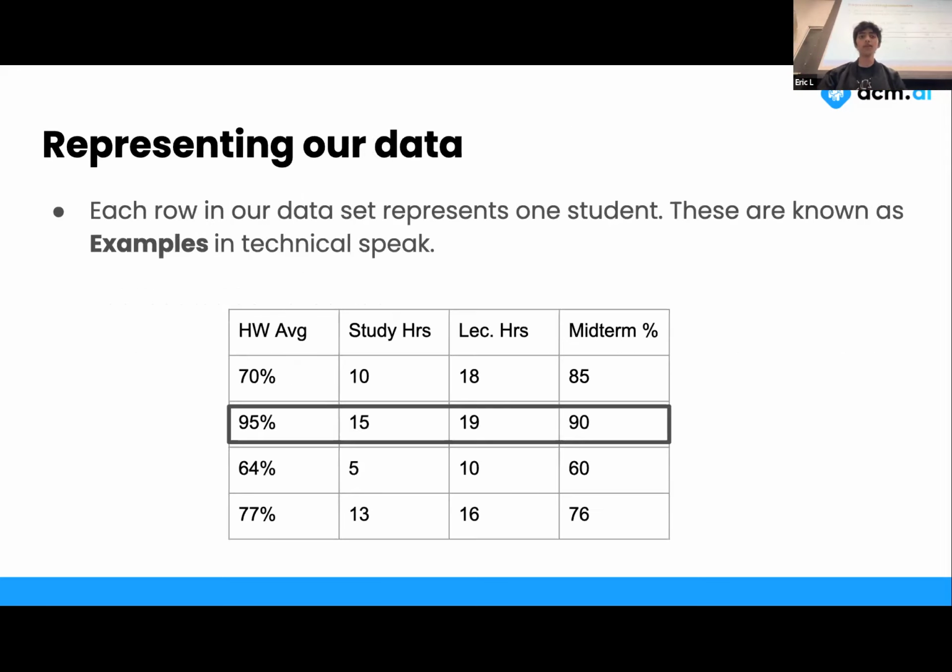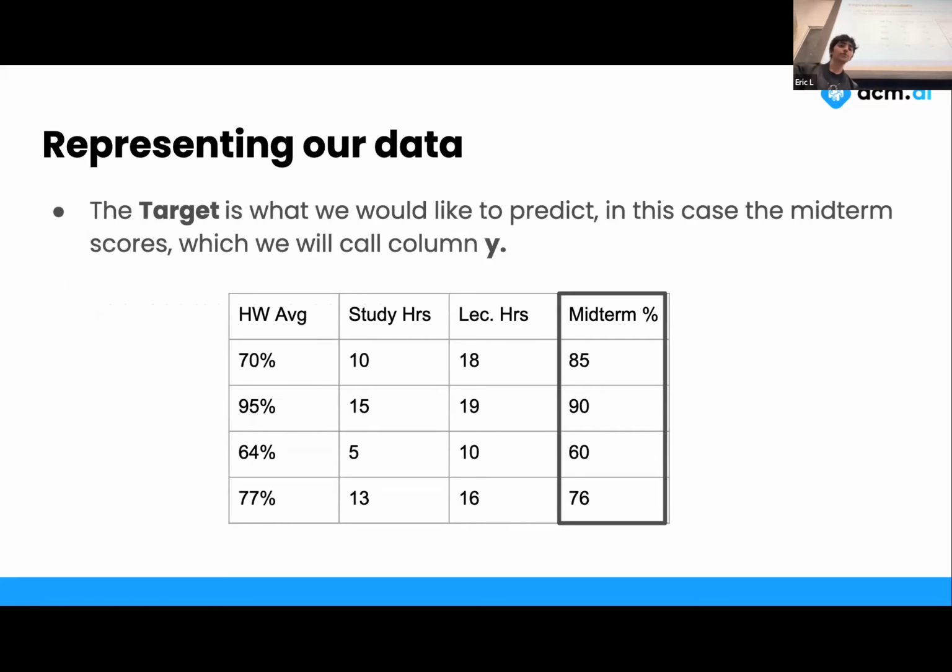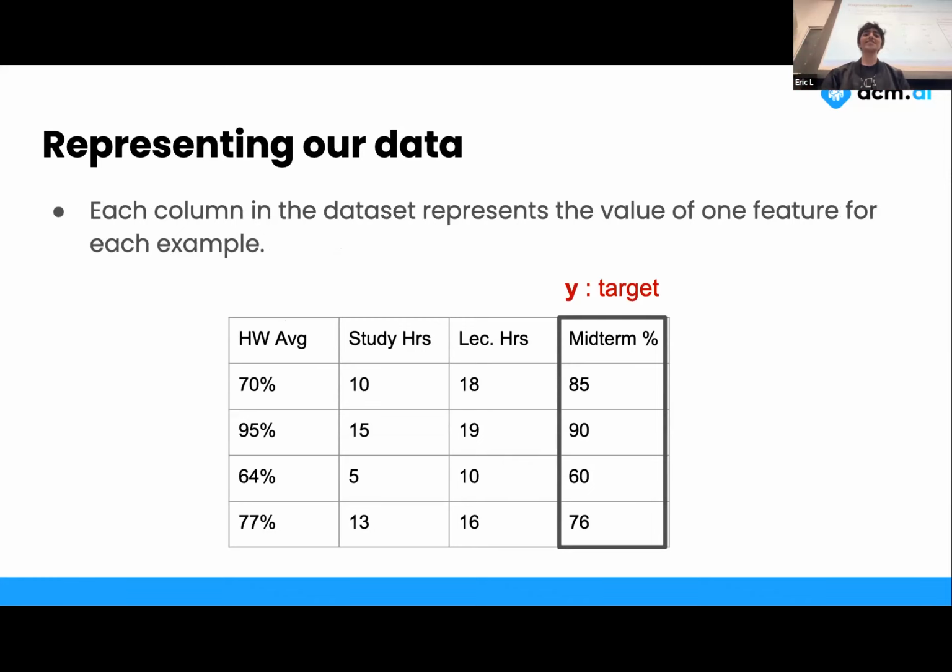All right, cool. So right here, this would be an example set of data. We have the average homework score that the student is getting, the amount of hours they're studying for, the amount of lecture they went to, and then their actual midterm percentage. So here, the first three columns are going to be our features that we are looking at, and the midterm percentage would be the target we are trying to predict. So right here, the target is the midterm percentage, and we generally call this y. If you remember y equals mx plus b, linear regression, linear equations, y is what we're trying to predict. And so y is the target.